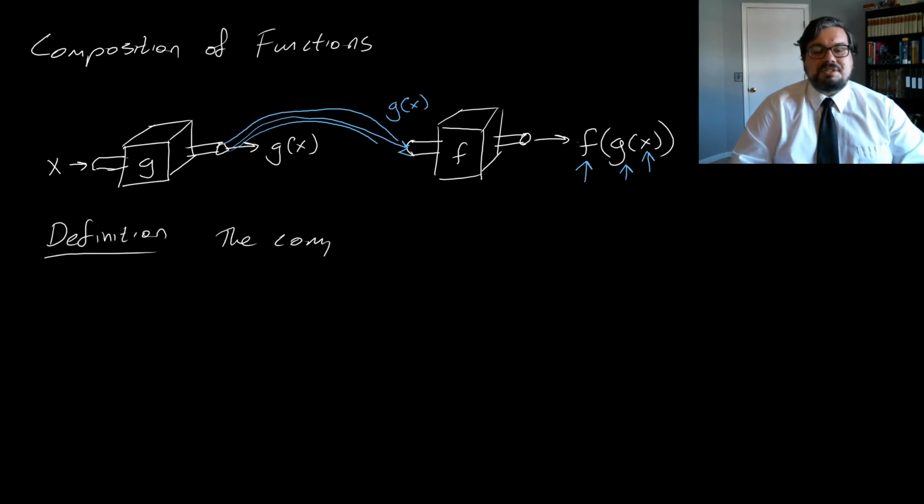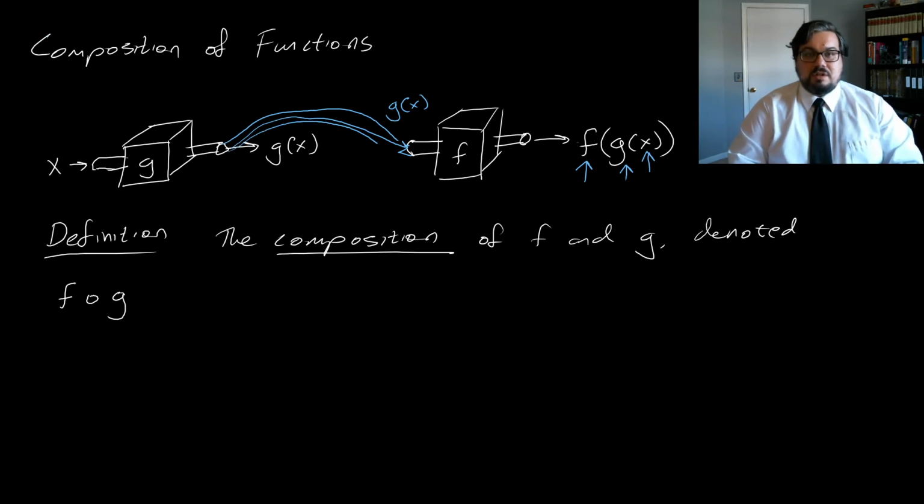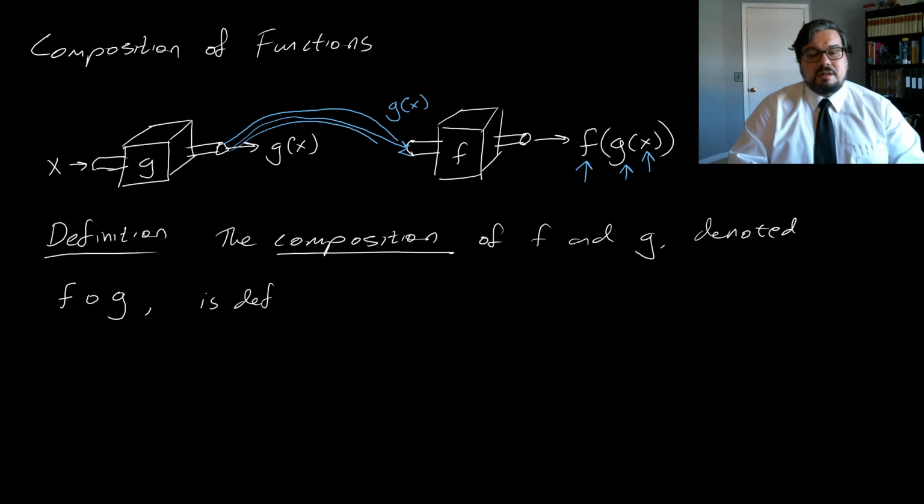The composition of f and g, first of all, is denoted. We need a new symbol for this because this is a new type of operation that we haven't used before. And the symbol that we're going to use is an open circle. So not the dot that we use for multiplication, but an open circle. And this is a function, and it's defined by exactly the formula that we had up above.